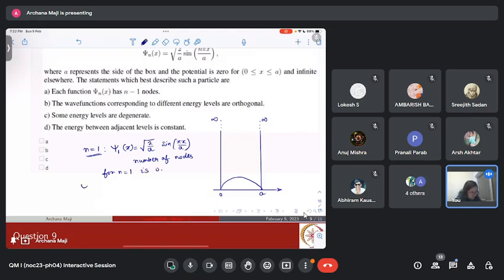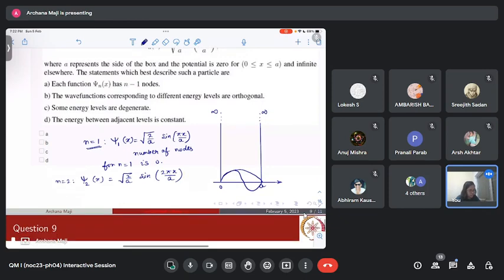Likewise, now consider n to be 2, then you get the first excited state, and the wave function corresponding to it is square root of 2 by A sin(2 pi x over A). Again, this vanishes at x equal to 0 and x equal to A, which is obvious. But now if you substitute x equal to A by 2, this will vanish too. So it has one node at x equal to A by 2, and the wave function can be drawn like this. It is a sine wave, sin(2 pi x by A) between 0 and A.